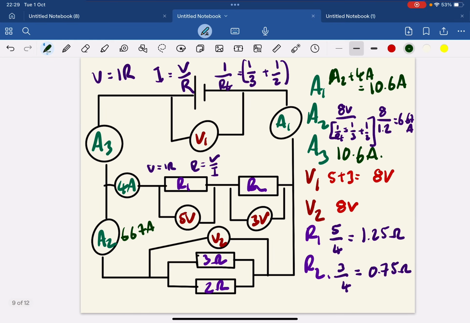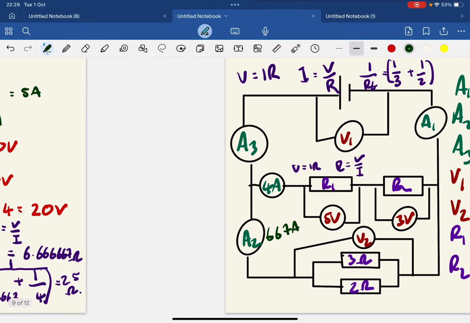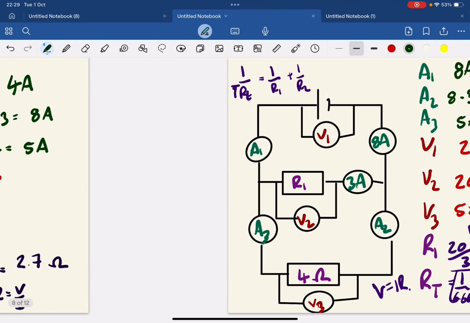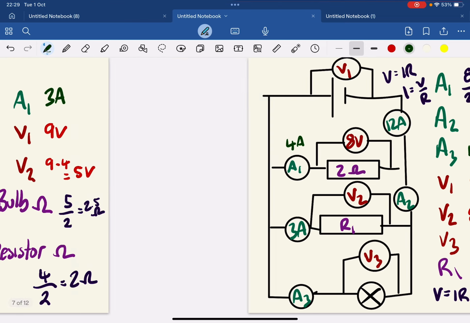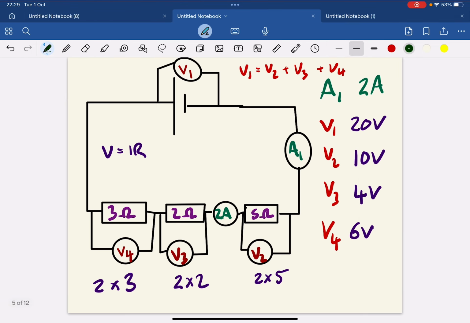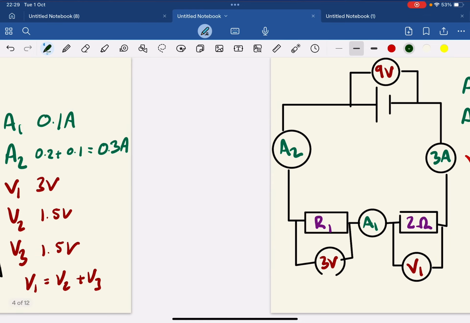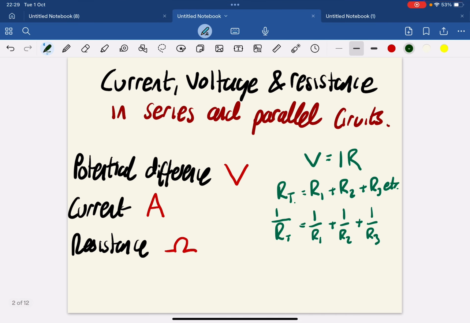So go through these videos again if you're not quite sure about any of these circuits. Pause them, have another go, and check you've done the answers correctly. I hope that's helped you work out how to calculate current, potential difference and resistance when components are in series and in parallel.